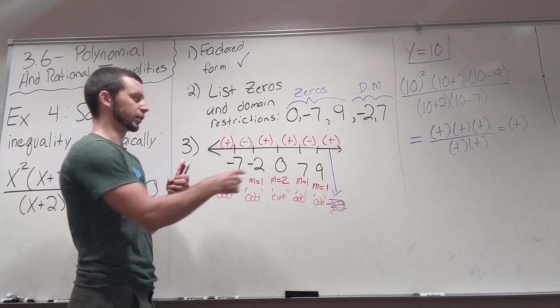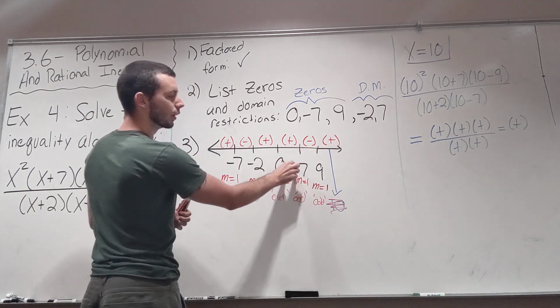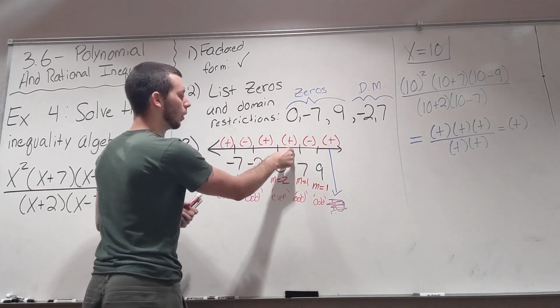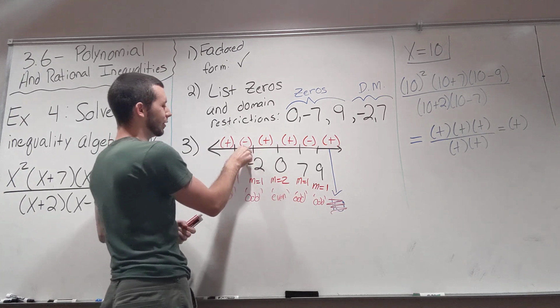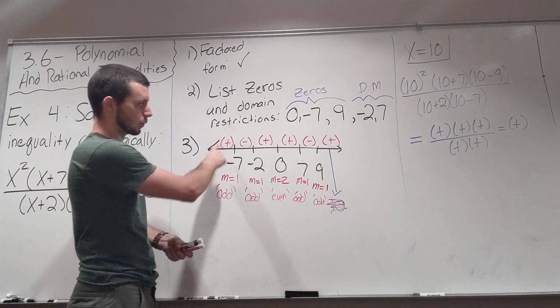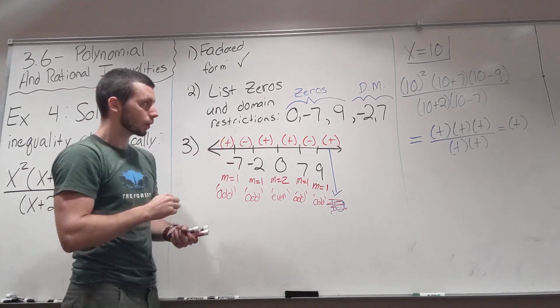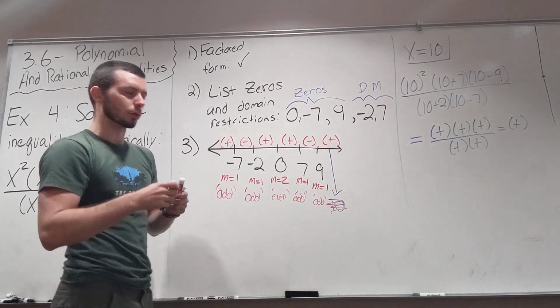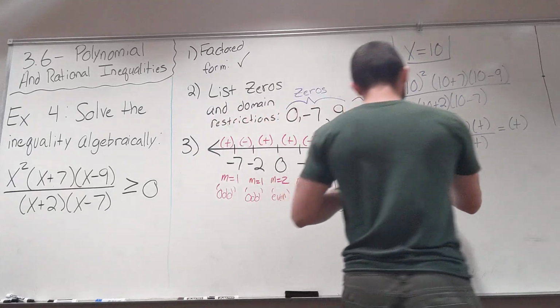And you could have also picked a test point. You could have picked 8 and +1, -1, -3, and -8. You could have picked test points from all of those and you would have gotten the same answer. So let's go ahead and throw all of this together.